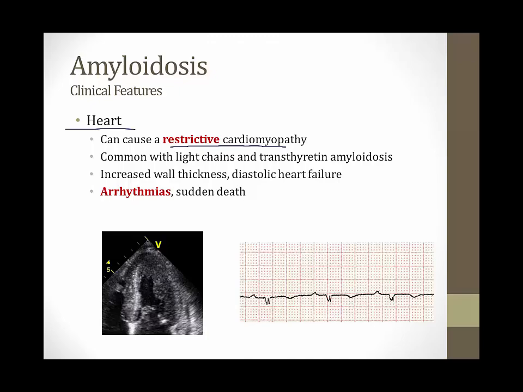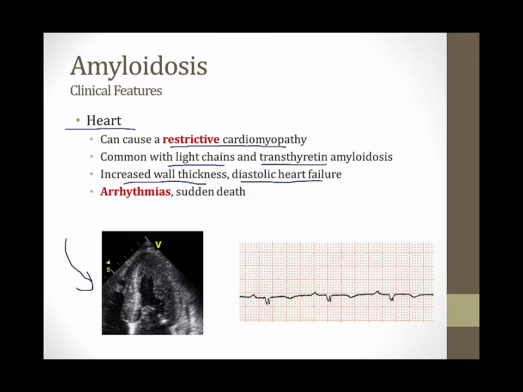Cardiac amyloidosis is especially common in primary or AL amyloidosis, which involves light chains. It's also common in the forms of amyloidosis that involve transthyretin, so the age-related or the familial forms. It presents with increased wall thickness seen on imaging of the heart and symptoms of diastolic heart failure. If you look at this image on the bottom left side of the screen, this is an echocardiography image of a patient with cardiac amyloidosis.